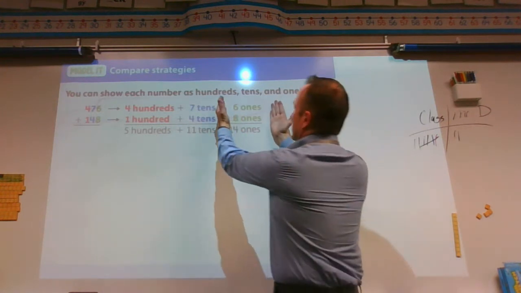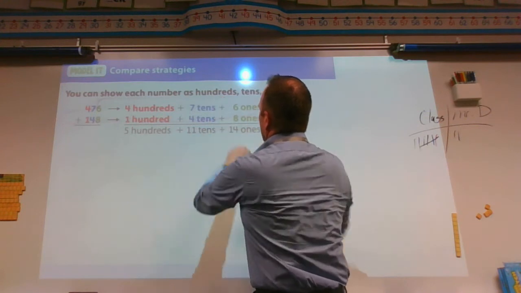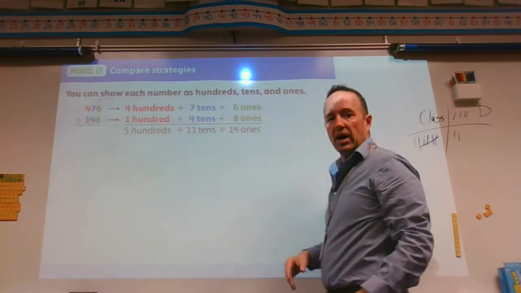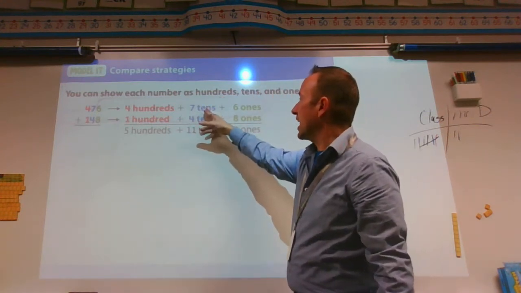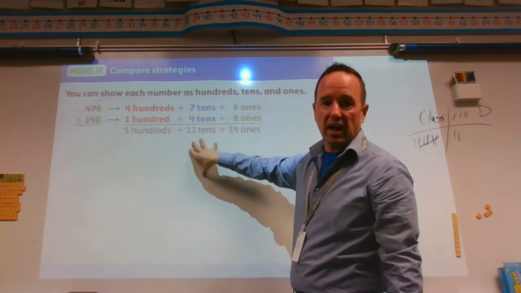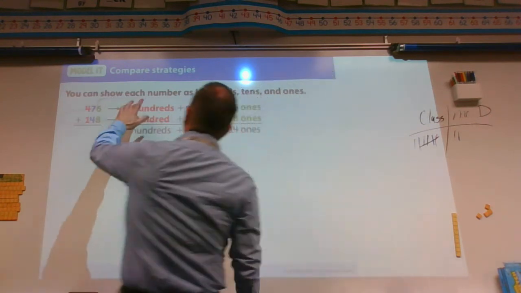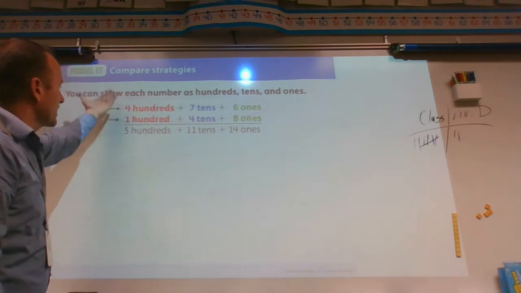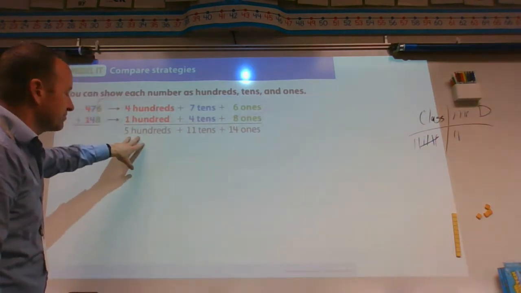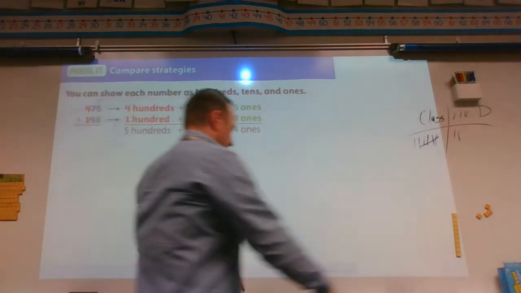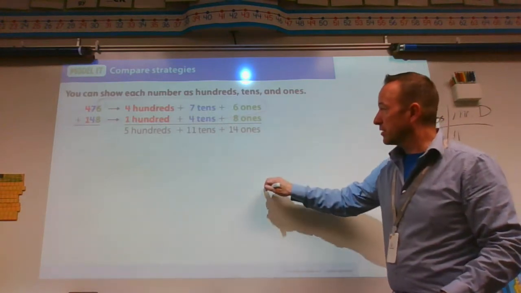Okay, now they're just adding their ones, right? 6 plus 8 gives me 14 ones. 7 tens plus 4 tens gives me 11 tens. And 400s plus 100 gives me 500s. Let's see what they did with that information.